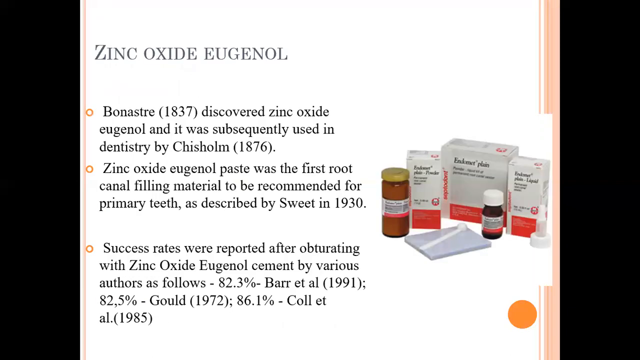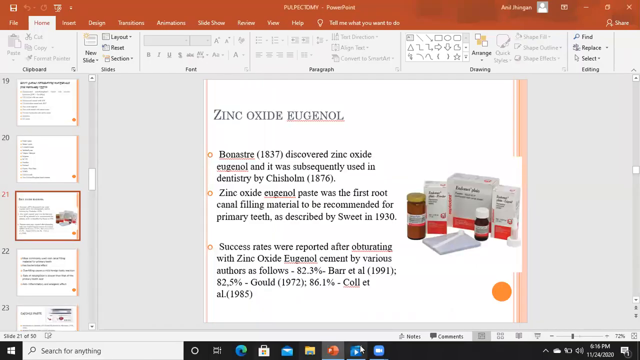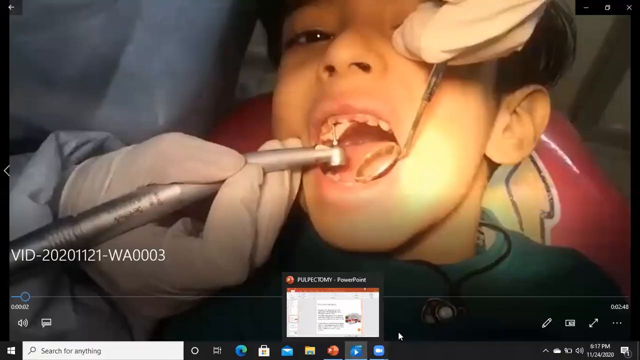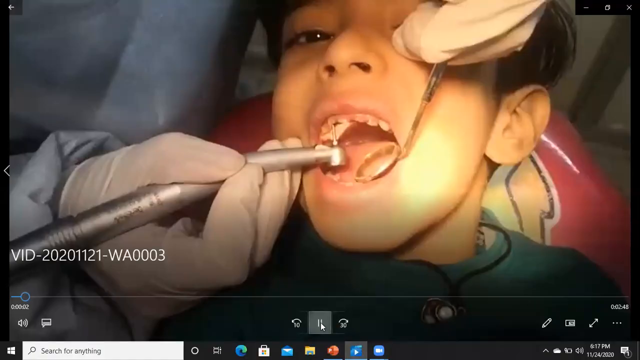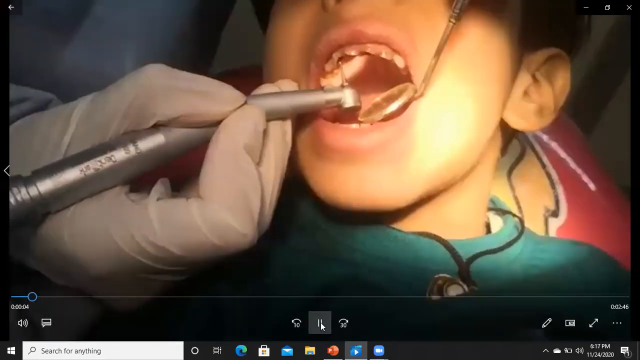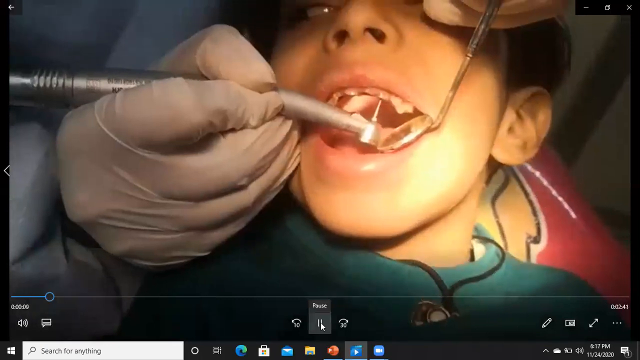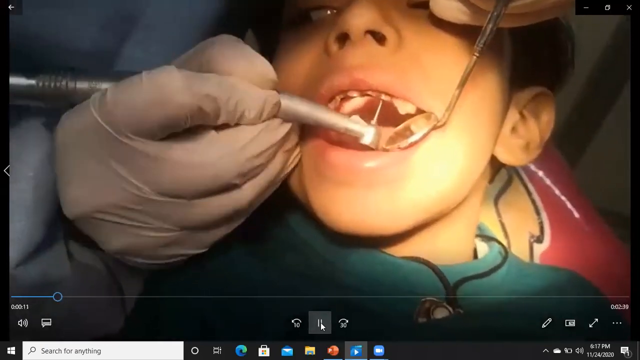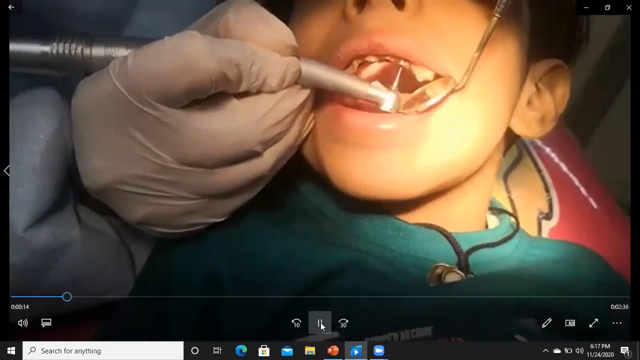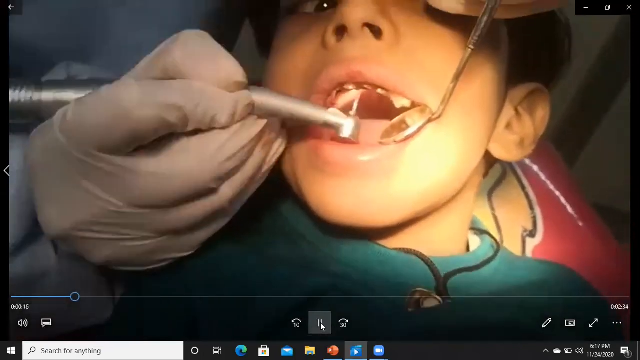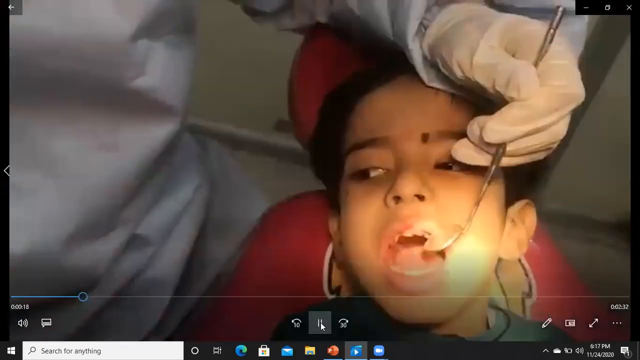Now, before I go on to discussing different obturating materials, I'll be showing you the pulpectomy procedure so that you get a hang of how it is done in the patient's mouth. First of all, the access opening is done with the round ball. Local anesthesia has to be administered before doing the access opening.